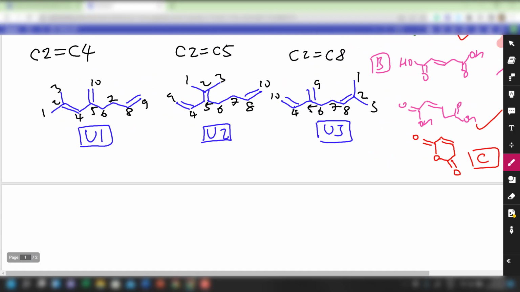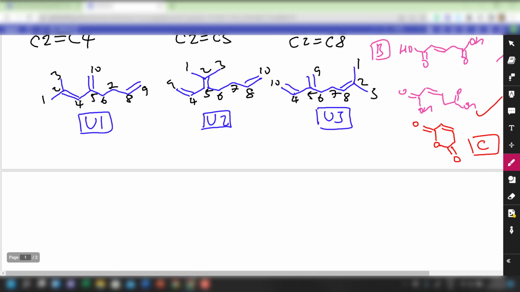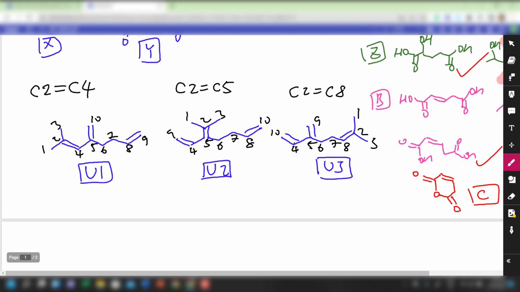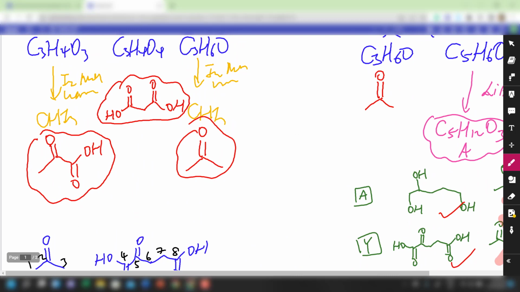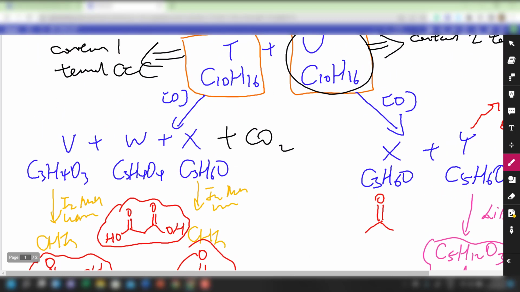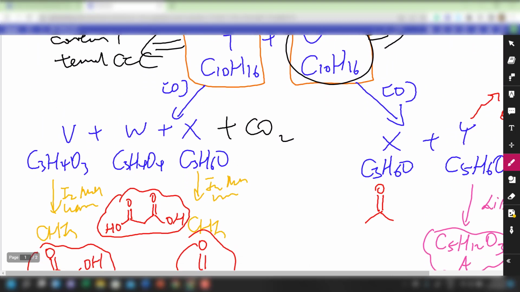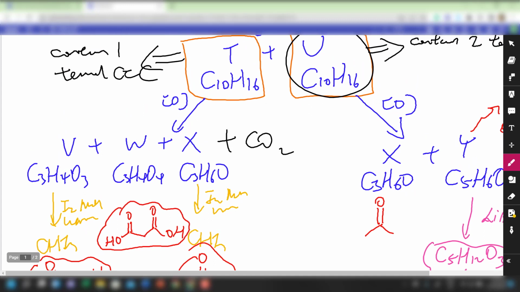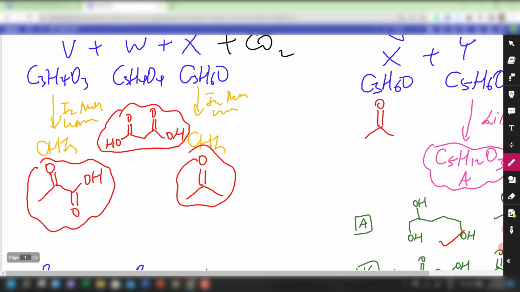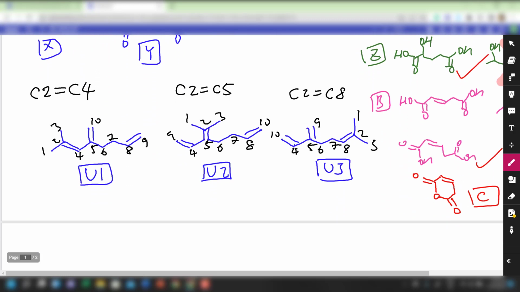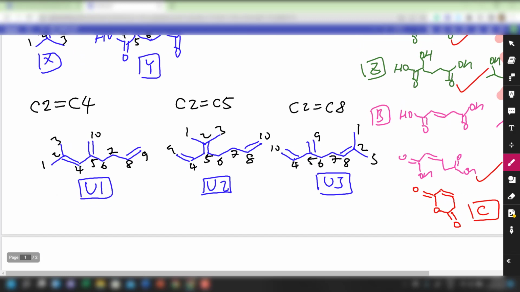Okay, so let me just illustrate one example for you. Let's say I'm going to use U1. Most importantly, before I use U1 or U2 or U3, I also need to bring you back to the earlier example on T. If you look at T, upon oxidative cleavage, you notice that X is one of the potential structures. So that means that I will need to keep this particular end intact.